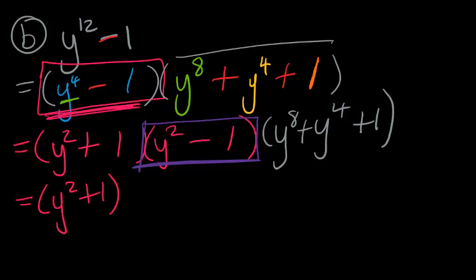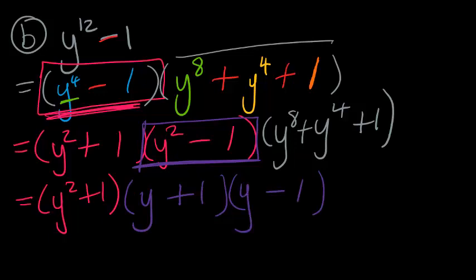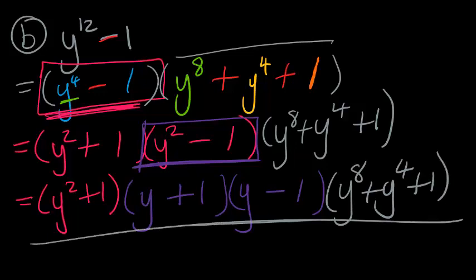Then for my purple one, I am going to do difference of squares, which is two brackets. One is plus, one is minus. y squared square rooted is y. 1, 1. That's my difference of squares. Now bring my gray bracket down: y^8 plus y^4 plus 1. And that is your final answer.